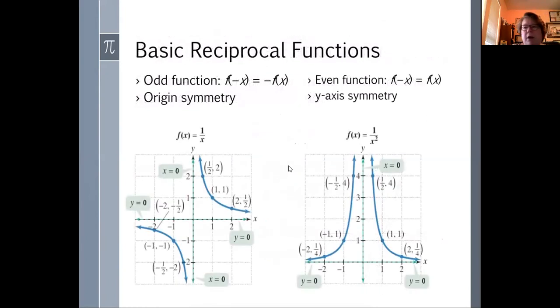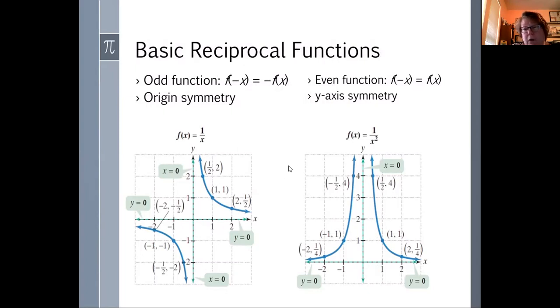All right, so our two basic reciprocal functions are f of x equals 1 over x and f of x equals 1 over x squared. Let's first look at 1 over x. 1 over x is an odd function, and it's odd because if I replace x with negative x, I get negative f of x, and that is our definition of an odd function. So it has symmetry about the origin. It goes through the point 1, 1. It also goes through the point negative 1, negative 1.